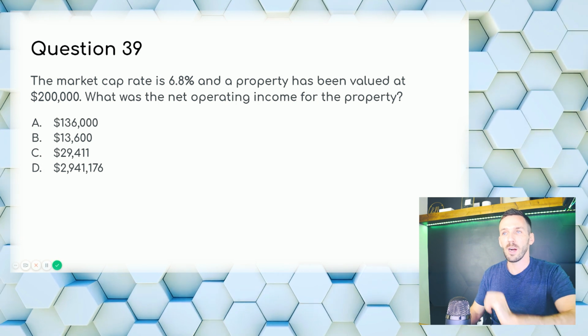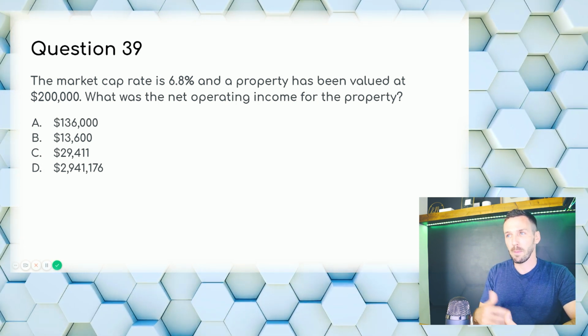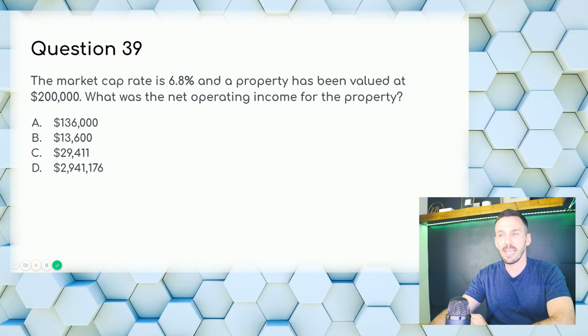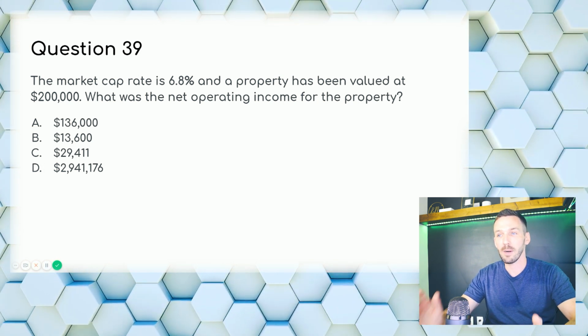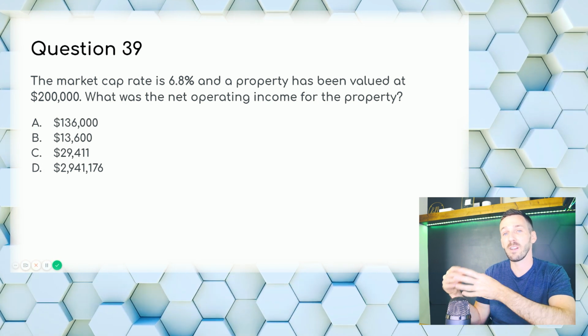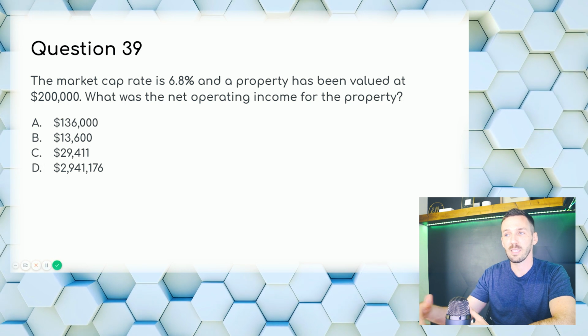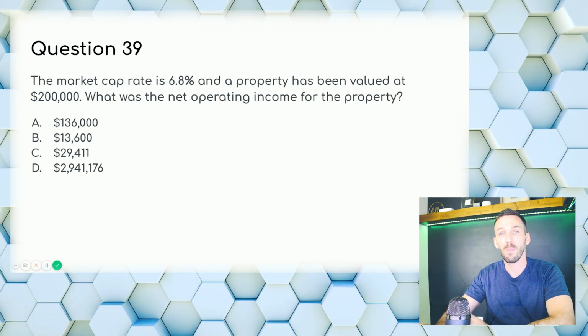Question 39. The market cap rate is 6.8% and a property has been valued at $200,000. So what was the net operating income for the property? So cap rate is what some investors use to figure out if an investment is worth buying. Here we multiply $200,000 by 6.8% to get the answer of B.